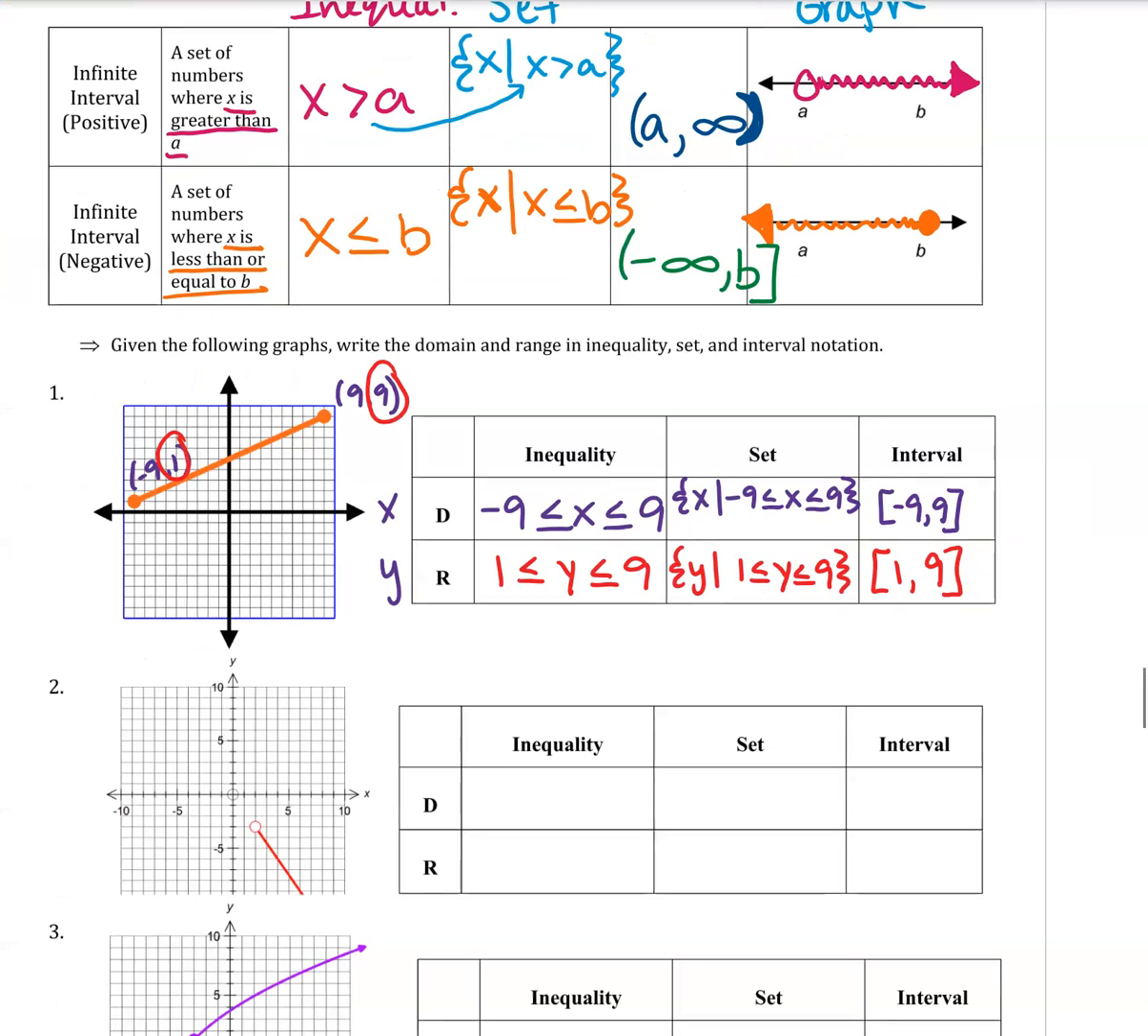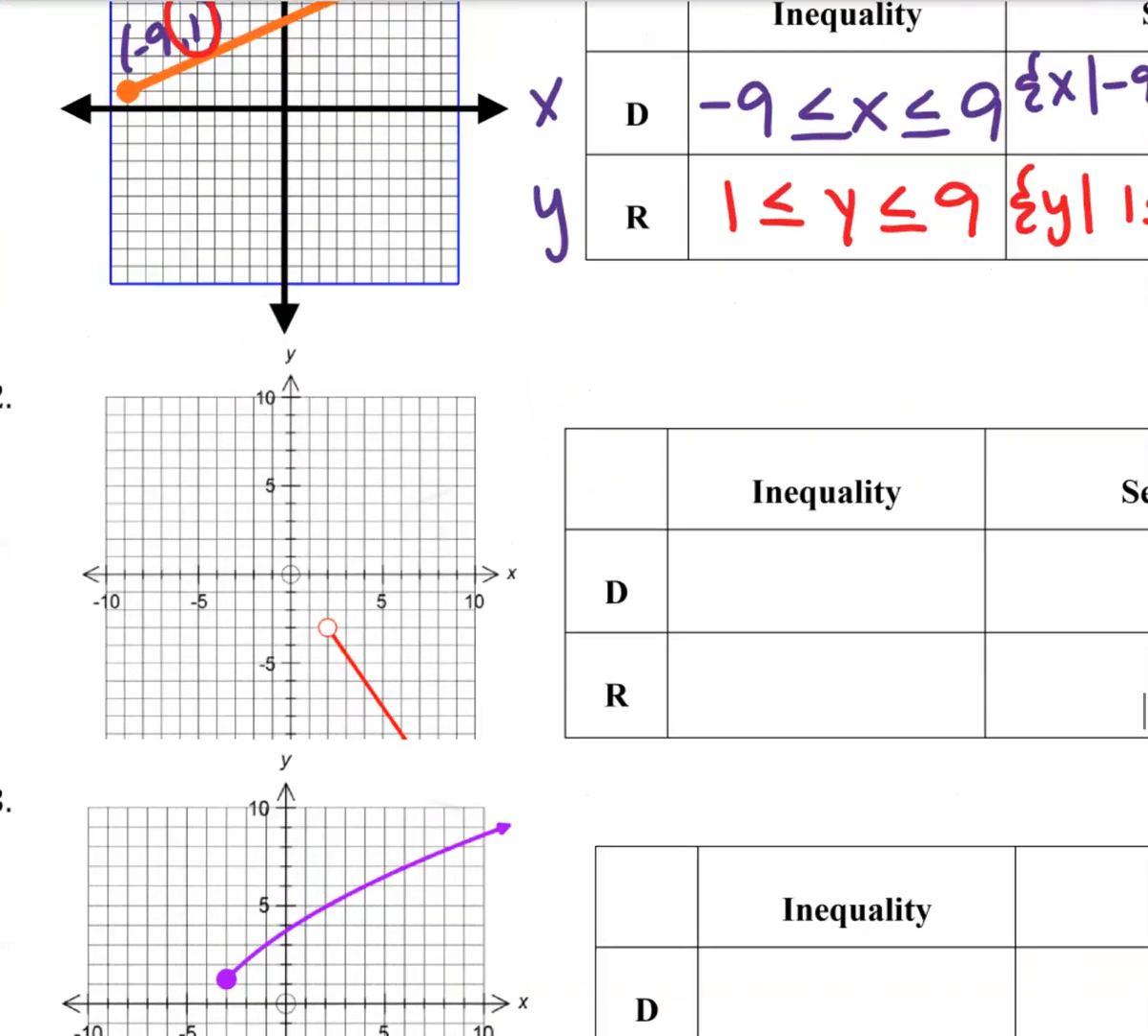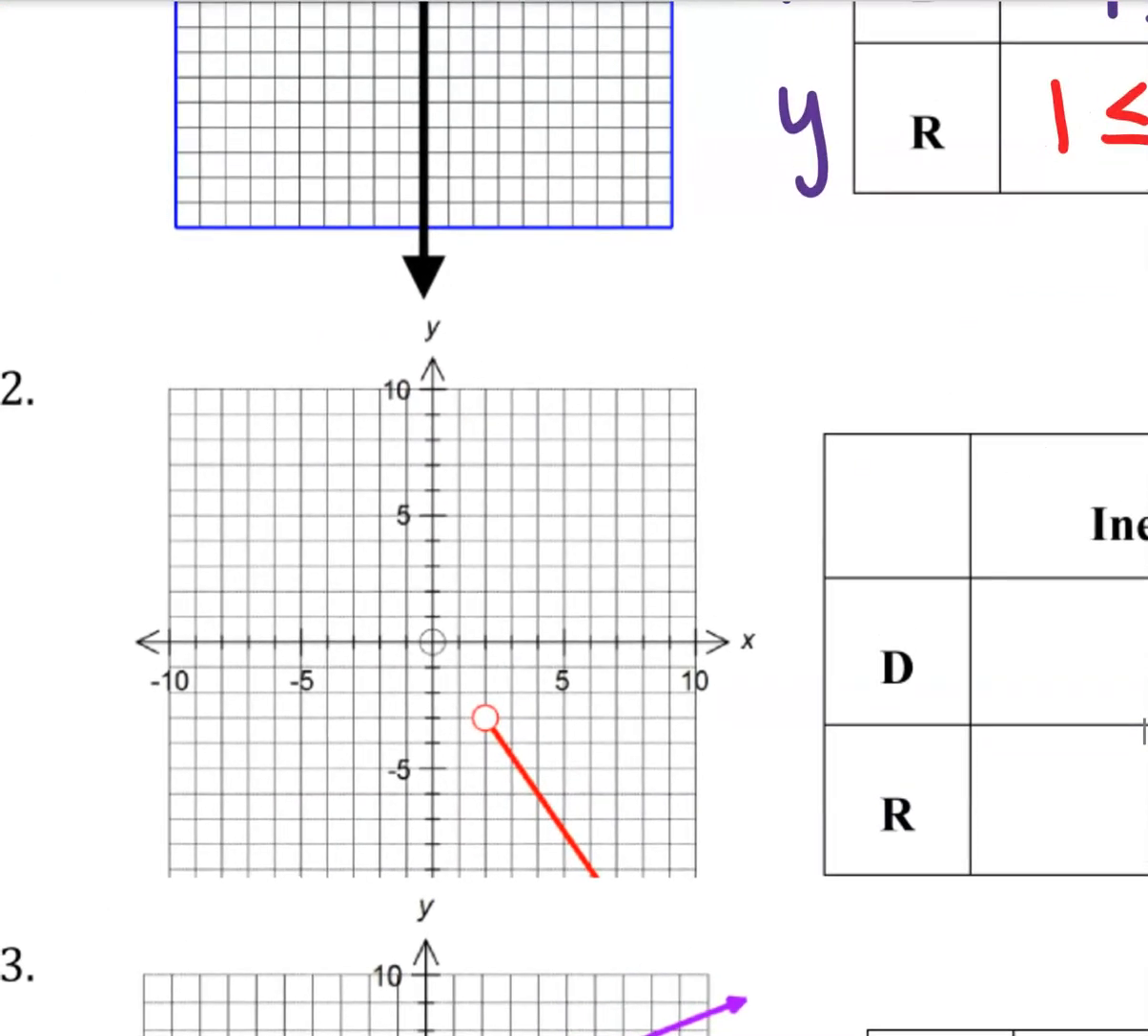Let's look at number 2. On number 2, the arrow got cut off, but it is going on and on and on forever, down and to the right. So we do have a start on this one, or a beginning or an end, depending on which direction you're looking at. So we will have some infinities, okay?